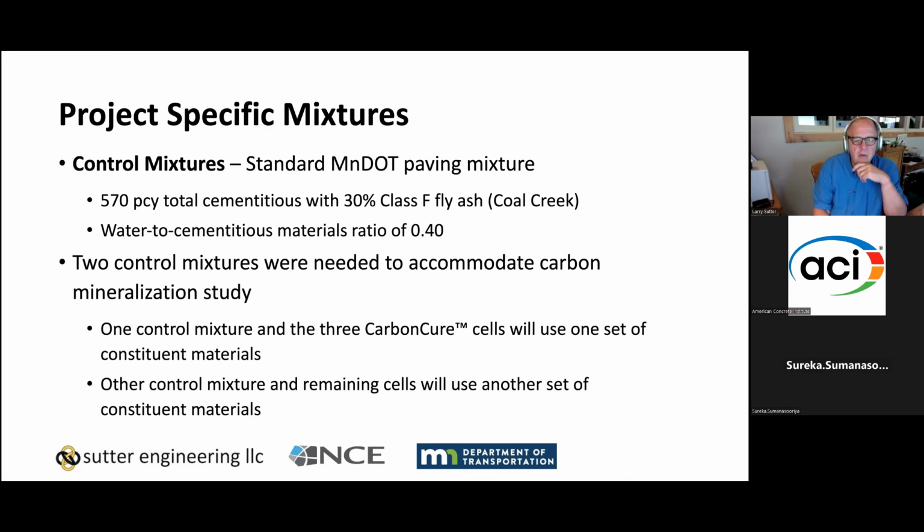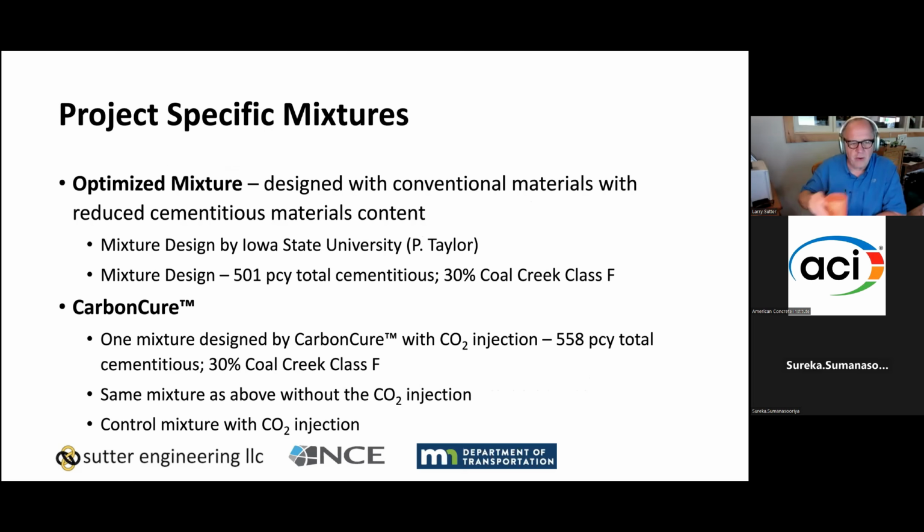For the control mixtures, we had to have 2 control mixtures because we had to get the carbon cure mixtures from one ready mix producer, and then all the other mixtures came from a second ready mix producer. And so just to have full control of the experiment, we had to have 2 controls. That was also kind of an interesting part of the study, it gave us basically the same control mix produced from 2 different ready mix producers, and allowed us to compare how those 2 mixtures compared to each other once finally delivered.